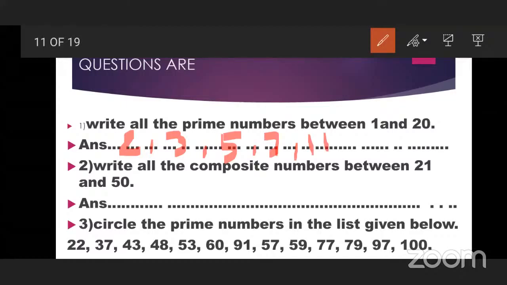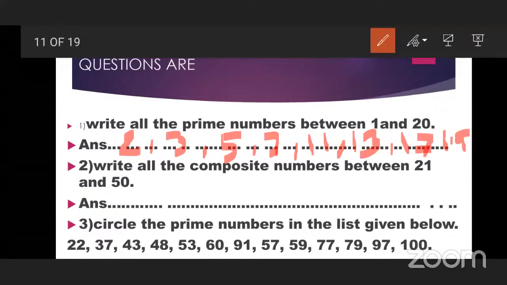Now 11 to 20. 11, then 13, 17, 19. Okay. So how many numbers? Count the numbers: 1, 2, 3, 4, 5, 6, 7, and 8. So in this way we have to answer. There are 8 prime numbers between 1 and 20.